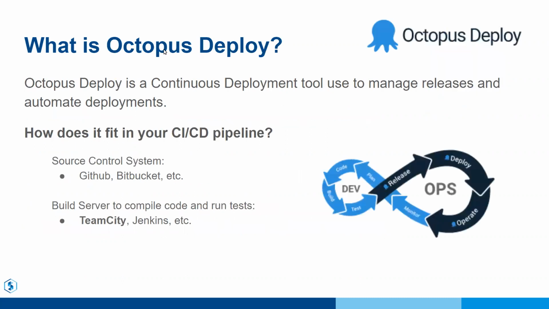And what's Octopus Deploy? It's a continuous deployment tool used to manage releases and automate deployments. And how does it fit in your CI/CD pipeline? Well, you have your source control system: GitHub, Bitbucket, GitLab, etc. And you have your build server to compile the code and run tests: TeamCity, which is the one I'm gonna be talking about, Jenkins, and there are many others.